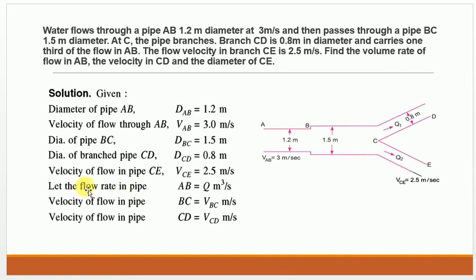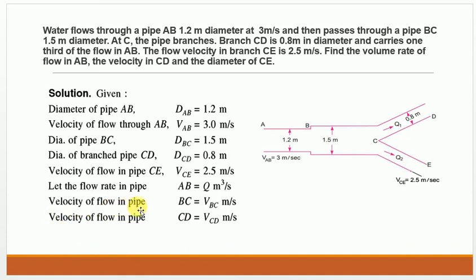So we're going to assume that the flow rate in pipe AB is equal to Q meter cube per second. In terms of meter cube per second, 1 meter cube is equal to 1000 liters. So a container of 1 meter cube volume can hold up to 1000 liters of water. So assume the flow rate in pipe AB equals Q meter cube per second.